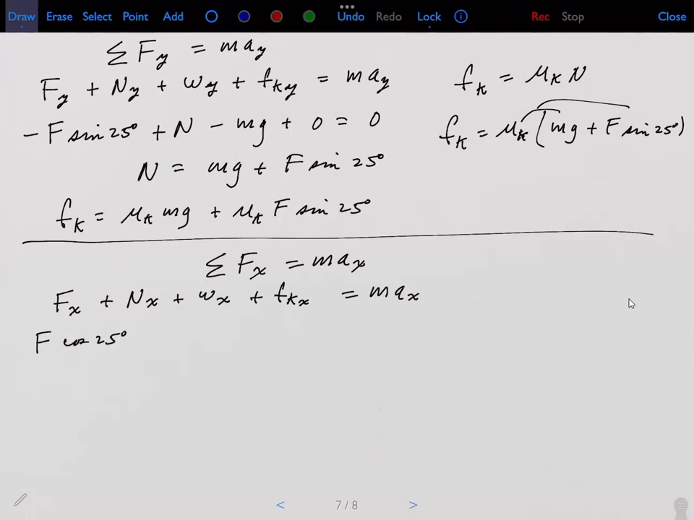The x component of the normal force was 0, of the weight is 0. And then of the frictional force, it's first of all, it's all of Fk, but it's negative. And that's got to equal max. And we just found Fk, right?